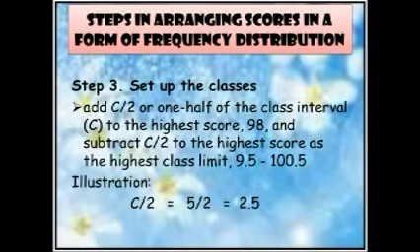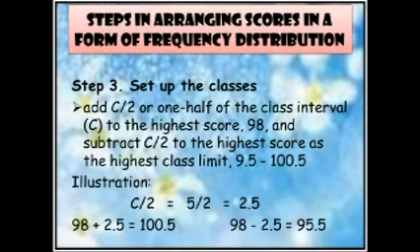Let's do our illustration. What is our class interval once again? Yes, it is 5. 5 divided by 2 is 2.5. We must add and subtract 2.5 to our highest score, 98. 98 plus 2.5 is equal to 100.5, and 98 minus 2.5 is 95.5.